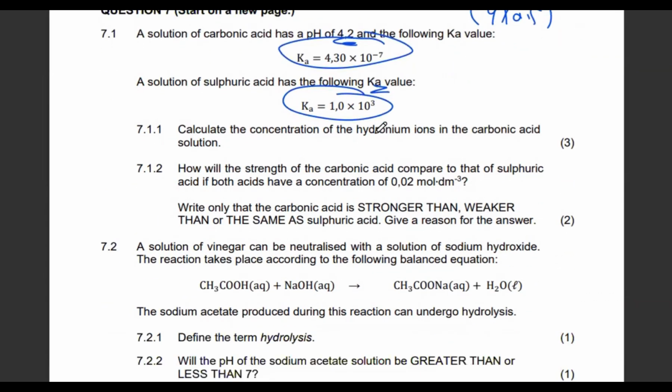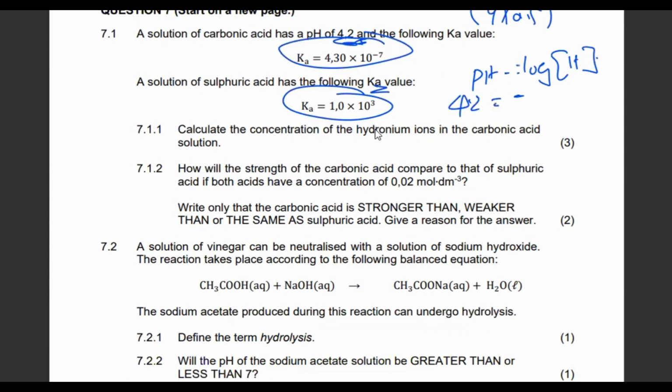Then they're saying to calculate the concentration of hydronium ions in carbonic acid. Obviously, you're going to say that pH is equal to negative log of hydrogen concentration, whereby the pH of this, they're saying, is 4.2.